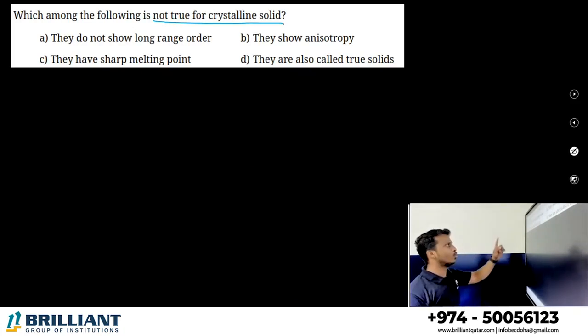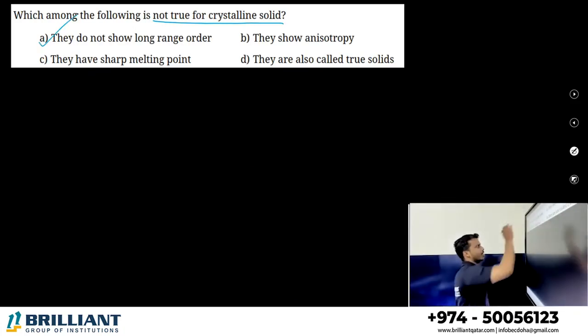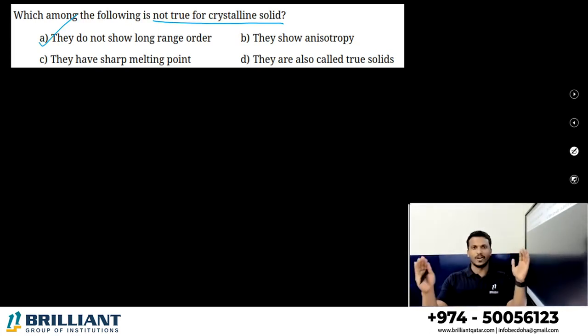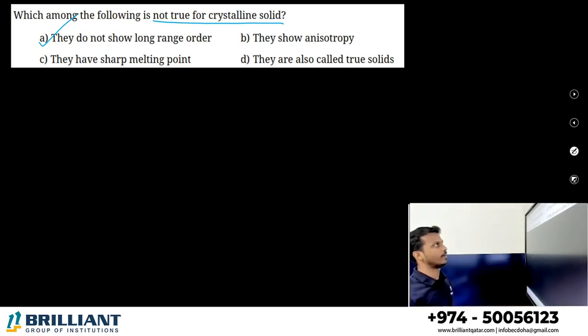Which among the following is not true about crystalline solid? They do not show long range order. That itself is a wrong statement. Crystalline solid shows long range order. Throughout the crystal system, there is a properly ordered arrangement of the constituent particles.